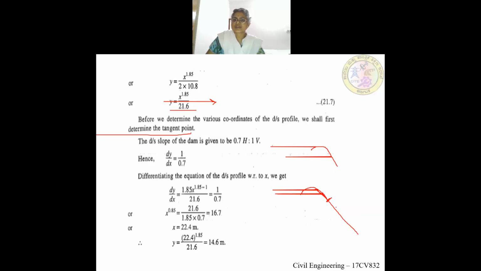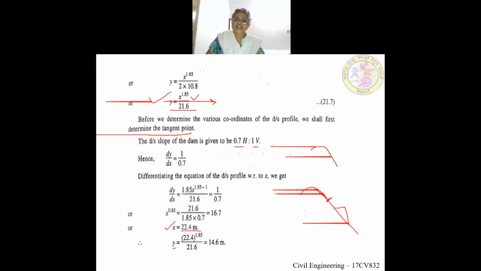So we know the slope is 0.7 horizontal, 1 vertical. Slope is nothing but dy by dx. You have the expression for y, so you differentiate it. dy by dx, for x to the power of n, is n into x to the power of n minus 1. That is what is written here, divided by 21.6, which is equal to dy by dx, which is given as 1 by 0.7. From this you find out the value of x. Then put the corresponding value of x in this expression, you will get the value of y.